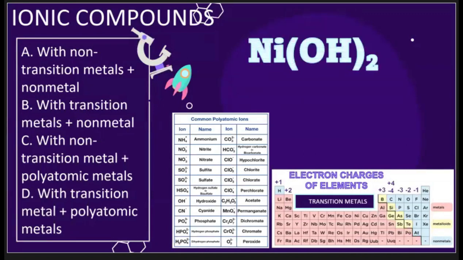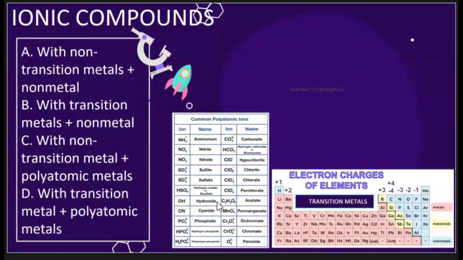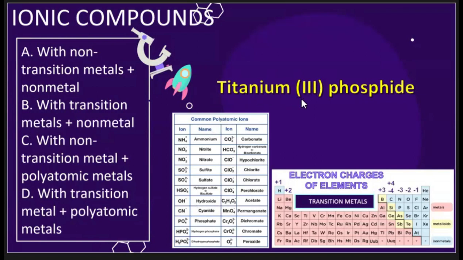Next one, we have Ni(OH)2. So Ni indicates nickel. So yung 2 ni hydroxide or ni OH indicates that nickel as a transition metal has a positive 2 charge. So this one is an example of letter D, transition metal plus polyatomic ion. Hydroxide has a charge of negative 1. And next one is titanium(III) phosphide. Titanium is a transition metal having a charge of 3, and phosphide is a non-metal. So this one is an example of letter B, transition metal plus non-metal.